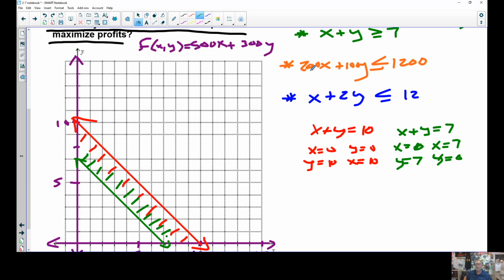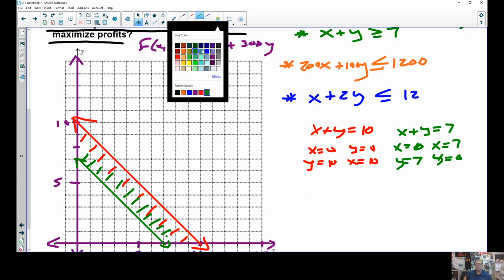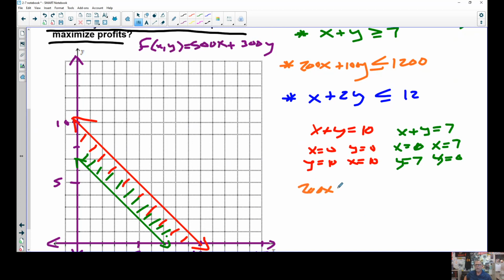So now we got a couple more. We got our orange one to do, so let's get there. Let's get orange going. We've got 200x plus 100y equals 1200. So when x equals 0, y equals 12. When y equals 0, x equals 6, because 6 times 200 would give me 1200. So I've got 6, 0.